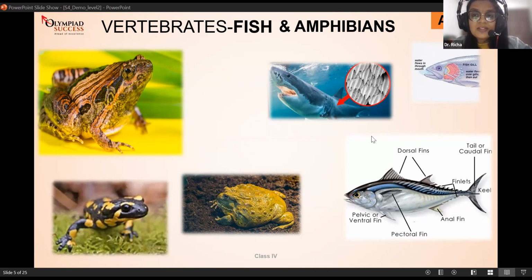Fish, the first feature that you should notice about fish is that they have a streamlined body. That is why they're able to swim so well in the water. What does streamlined body mean? Who's going to tell? When I say streamlined body, what does it mean?